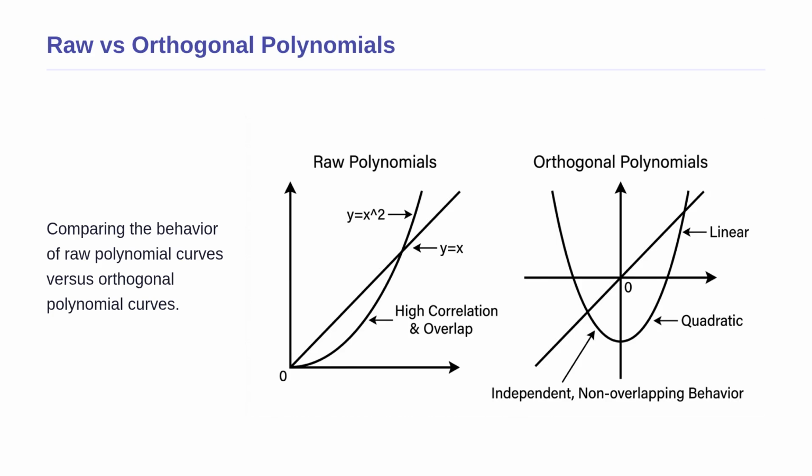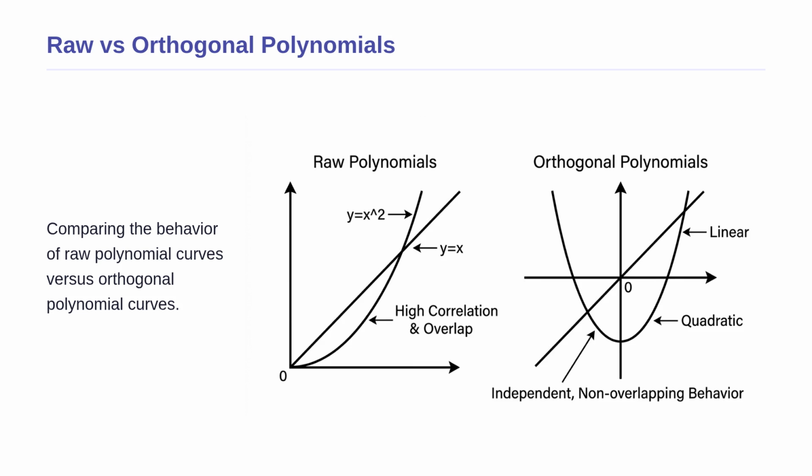Now that we have calculated these values, let us visualize what we just achieved. On the screen, you see a side-by-side comparison. On the left, we have the raw polynomials. Notice how the linear line and the quadratic curve both start at 0 and race off in the exact same direction. They are highly correlated, tangling their effects together.